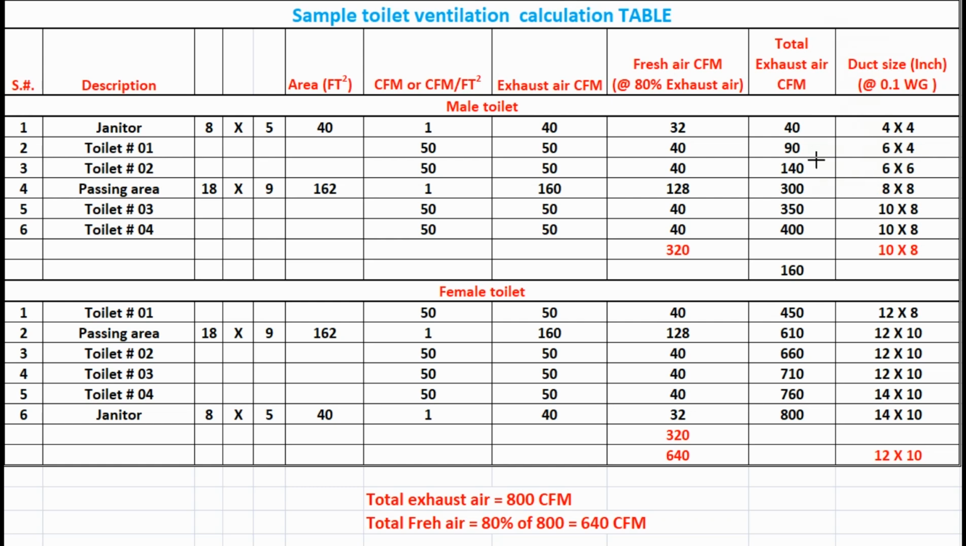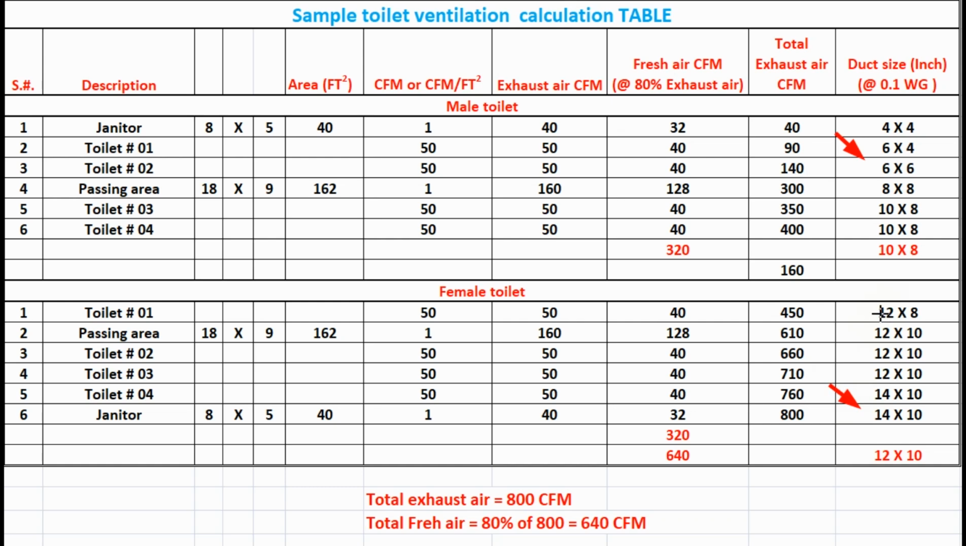You can see for CFM 40, 4 by 4 inch; for 90, 6 by 4 inch. For CFM 140 we have the duct size 6 by 6 inch. For 300, 8 by 8 inch. For 350, 10 by 8 inch. For 400, size 10 by 8 inch. And up to 800 CFM, we have the main duct size 14 by 10 inch.